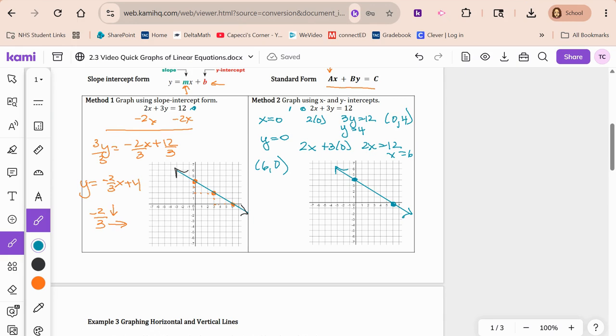Okay, so if you notice, my lines are exactly the same because the equations were exactly the same. So they're just two different methods that you can use when graphing a line, or especially using word problems. You just decide what works best.